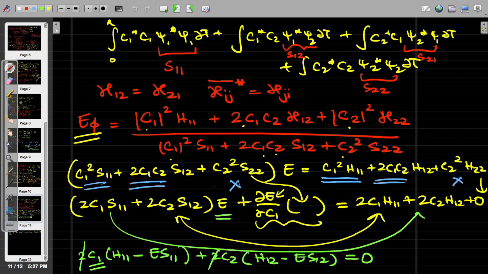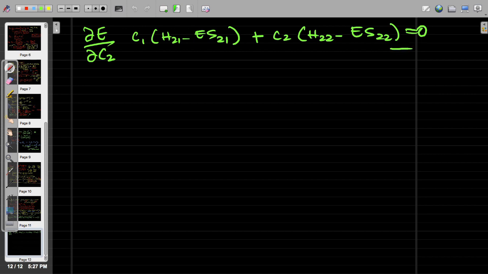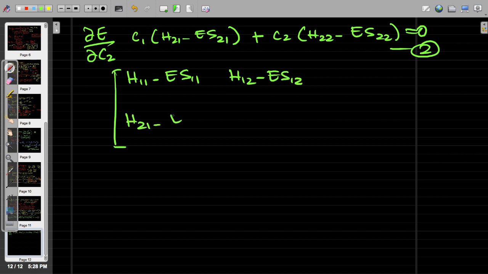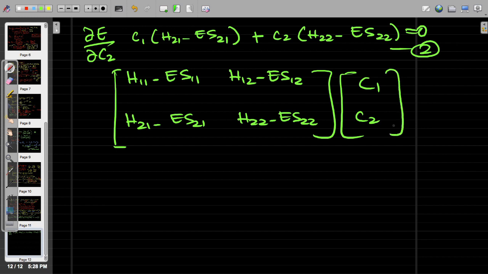So with these two equations, let's call this equation 1 and this is equation 2. You can actually construct a matrix where you're going to end up having H11 minus ES11, H12 minus ES12, H21 minus ES21, H22 minus ES22 times C1 C2 is equal to 0. Of course, you cannot set C1 and C2 to 0 because then that gives you a trivial function. Therefore, the determinant of this entire matrix has to be equal to 0, and this is actually what is called the secular determinant.